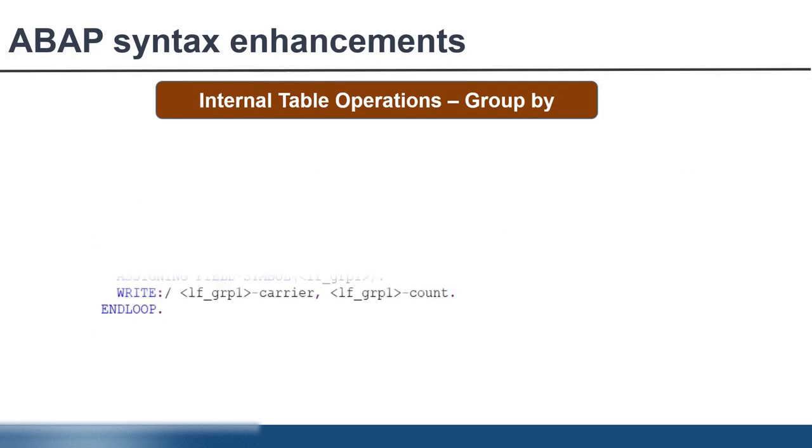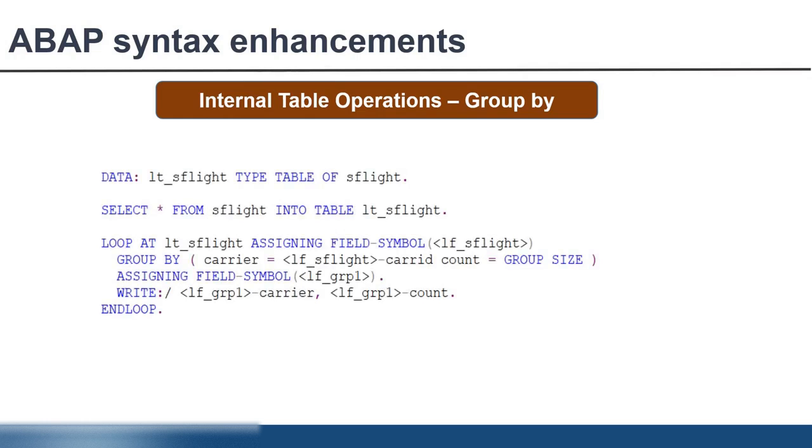Observe the example given on the screen. Here, a simple group by statement is used. The group key is char id, and for each char id, the total number of lines contained in the group is captured using group size, and the value is passed to the variable count. Finally, the result will look like this.